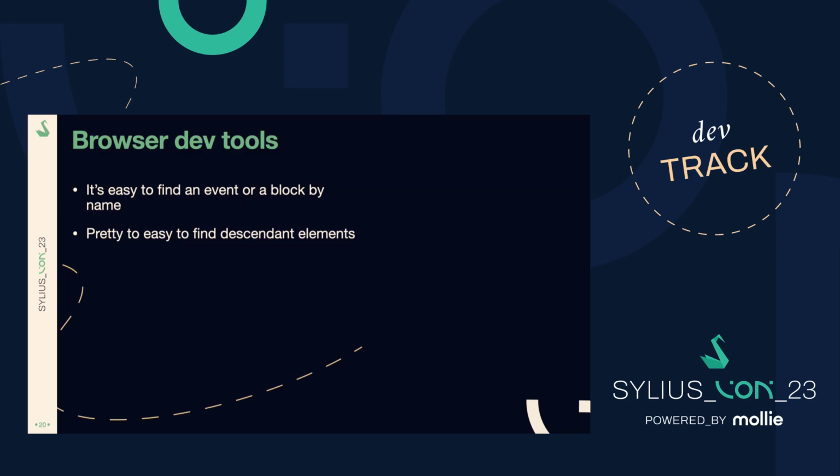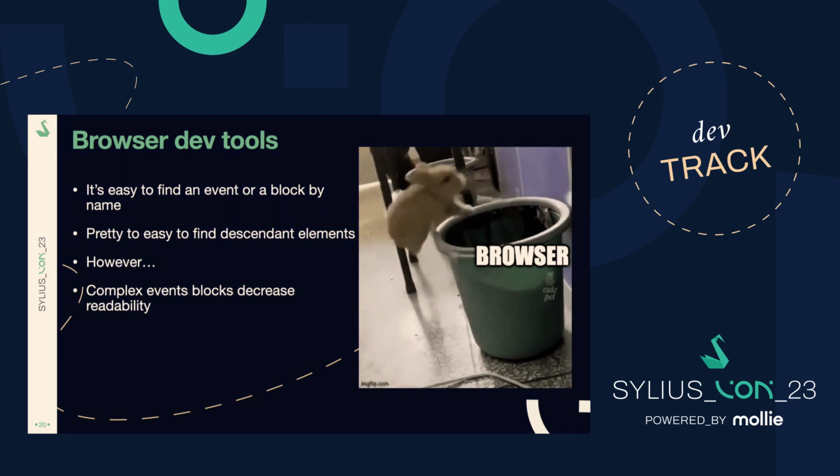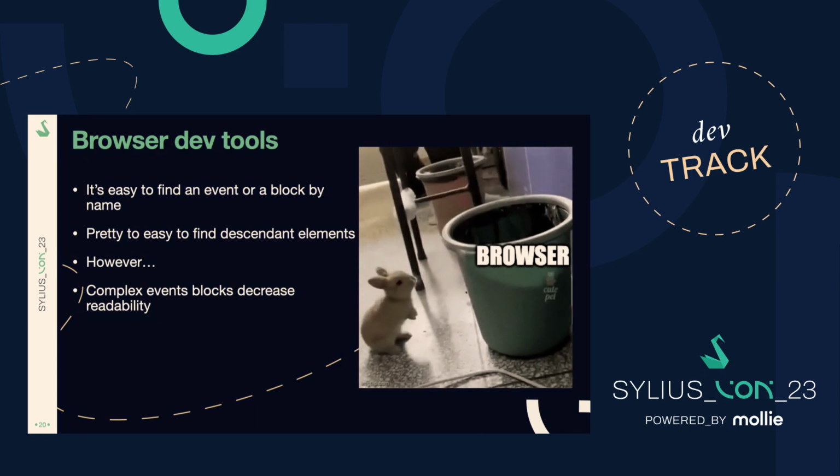So it's pretty easy. However, complex event blocks decrease readability. We have the same level of indentation, and due to this fact, when we have multiple begin and end blocks, it might become hard to find what is rendered by what. We have some kind of fog where we don't see where some block starts and where it ends. And also there's a rabbit cycle. Template to the browser. Once we end in the browser, we are back to the template.